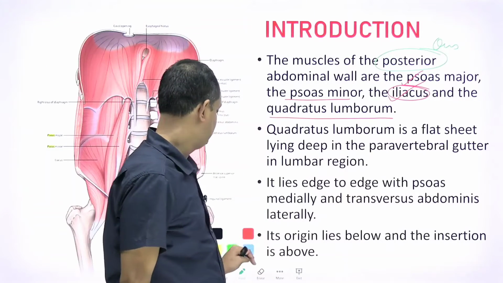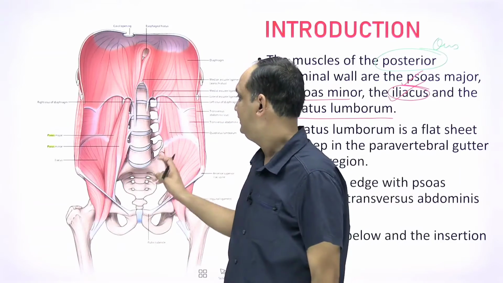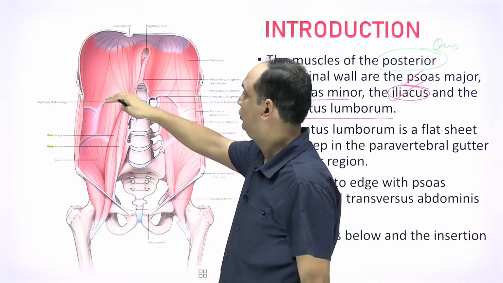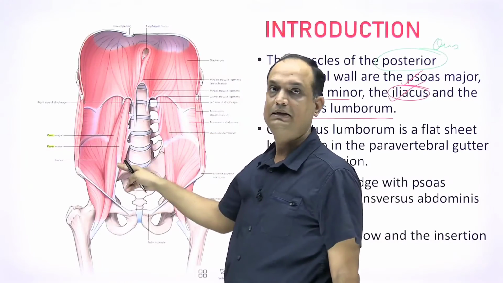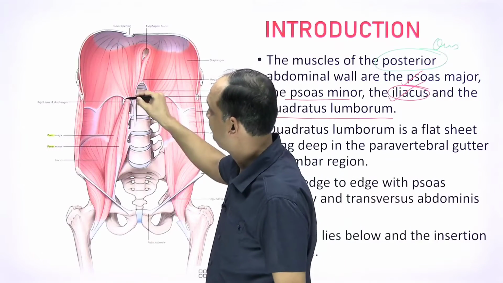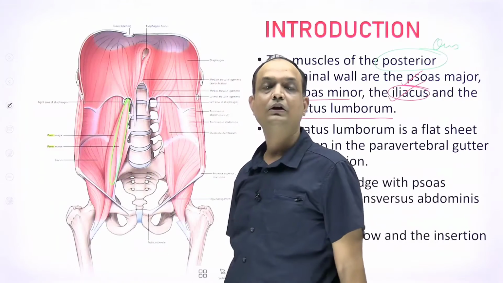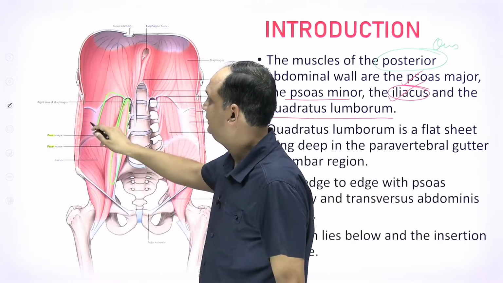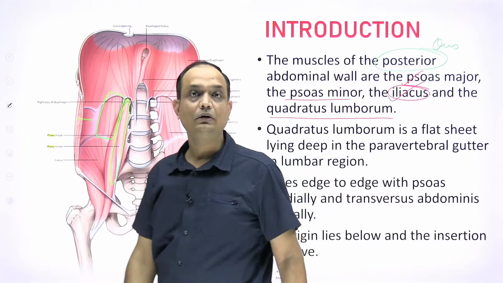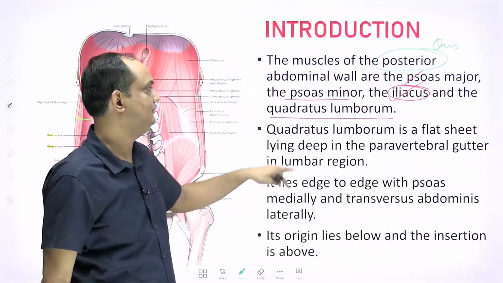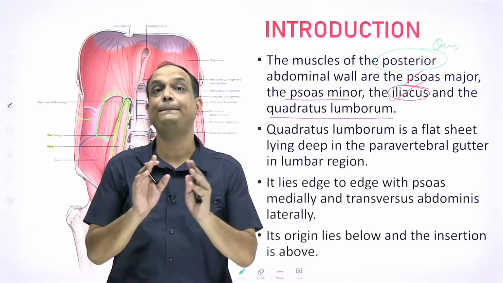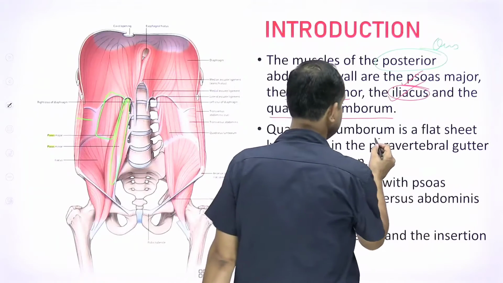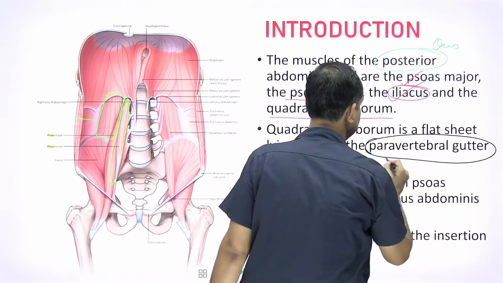But when you see this image, you will find muscles which lie in the gap between the lower part of the rib and the upper part of the iliac crest. And these muscles from medial to lateral are: the first muscle is your psoas major with the minor, this is the quadratus lumborum which we are going to discuss today, and this is your transversus abdominis. The other important thing is that it is a flat sheet, and this sheet lies in the paravertebral gutter in the lumbar region.